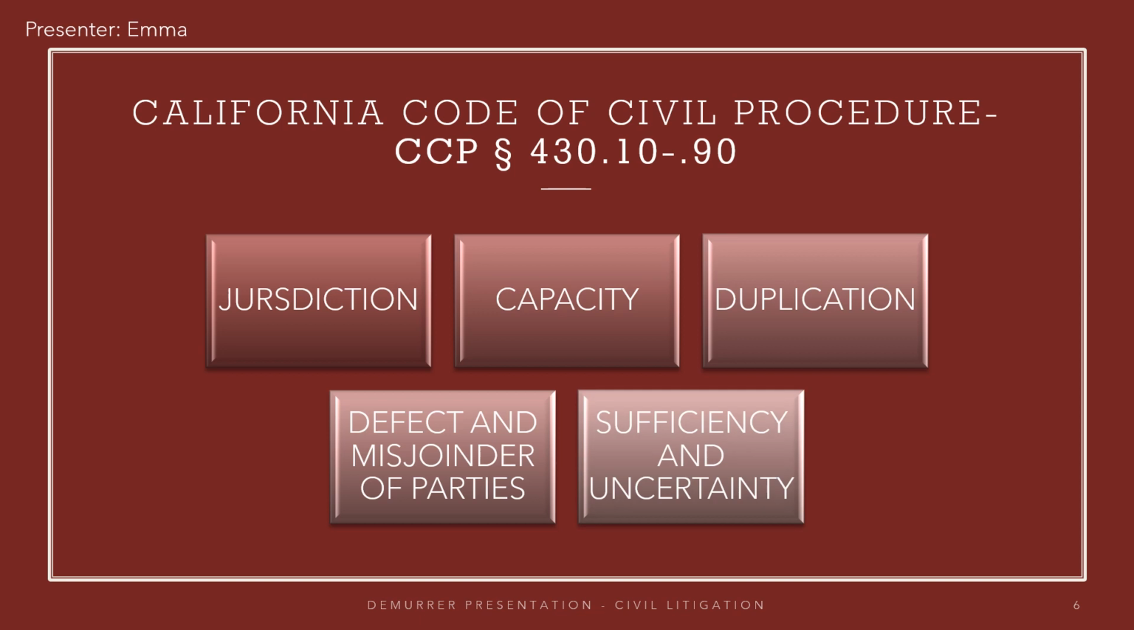A demurrer may also be filed in response to a challenge that the pleading does not state facts to provide sufficient basis for the causes of action. And finally, a demurrer may challenge that the plaintiff's complaint contains ambiguous language, and as a result, it is uncertain to determine sufficient causes of action.